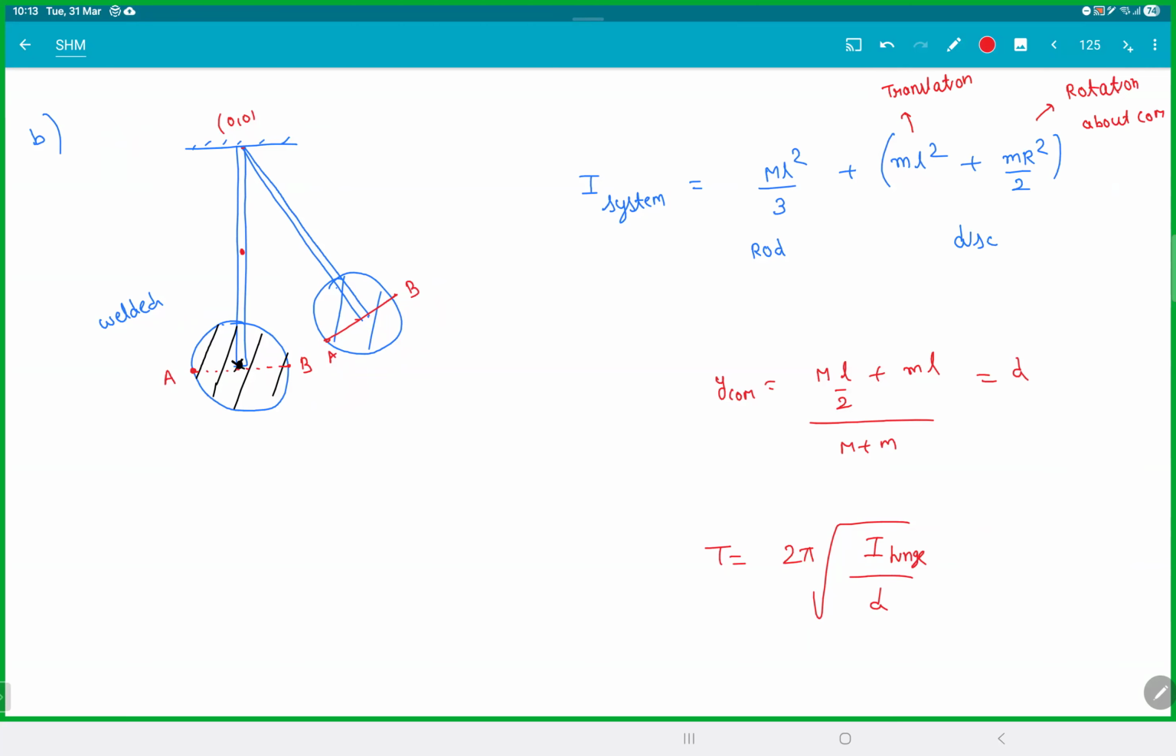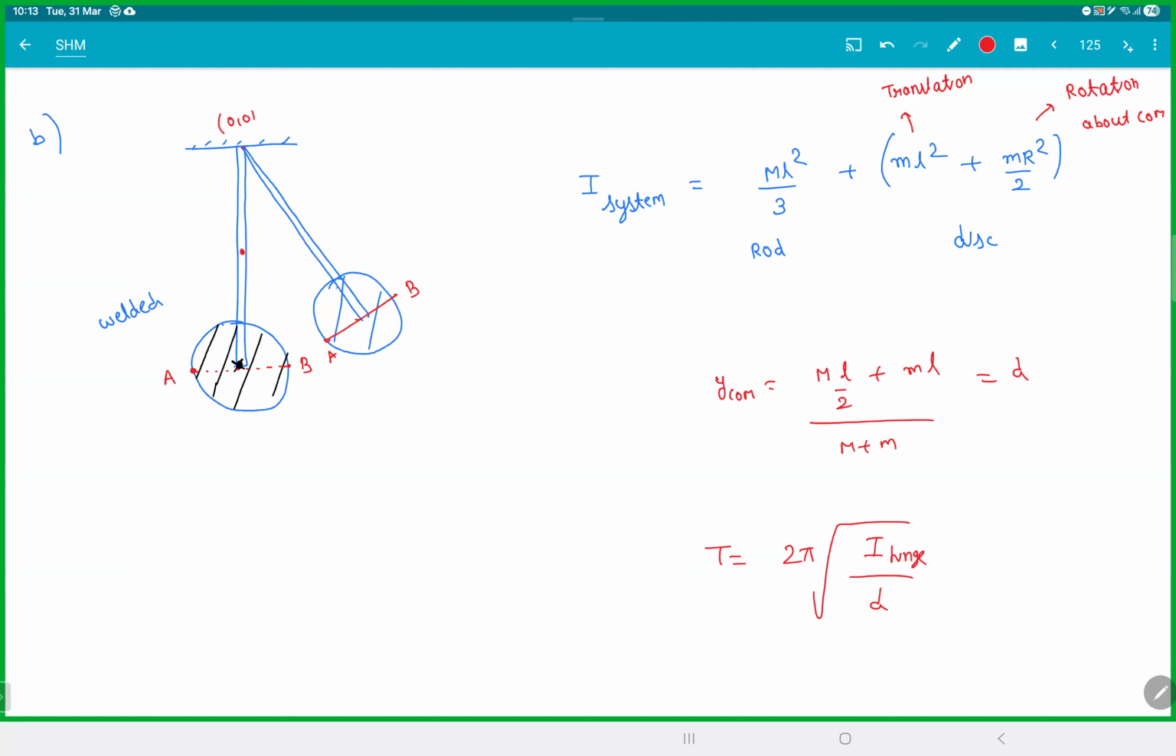That would be the difference in both the cases, extra mr square by 2. Clear with this difference? So can you tell me which will have more time period? Case A or case B? Whoever has more moment of inertia will have more time period, isn't it? So case B will have more time period.